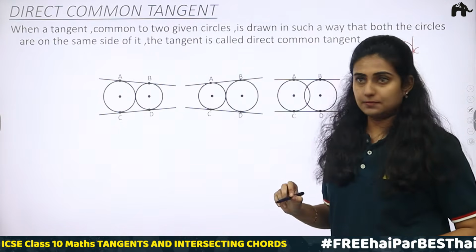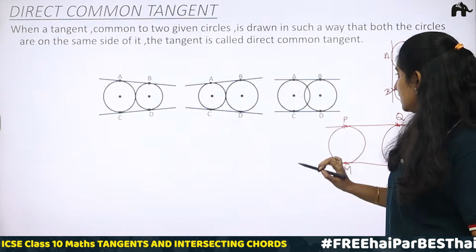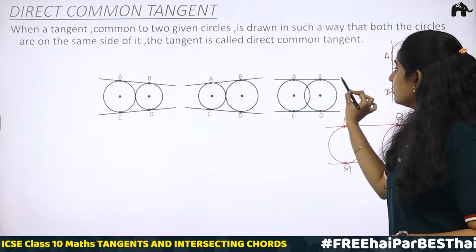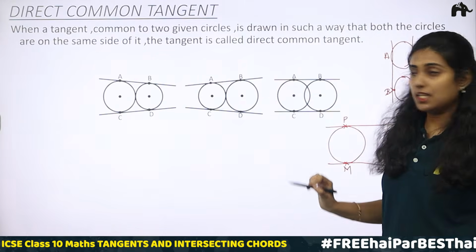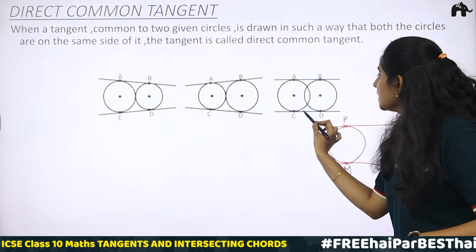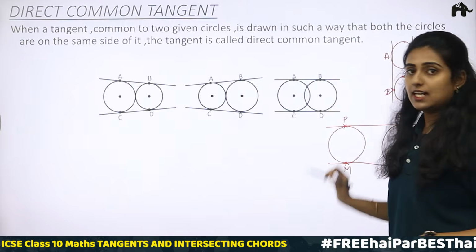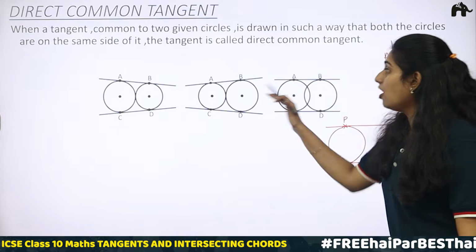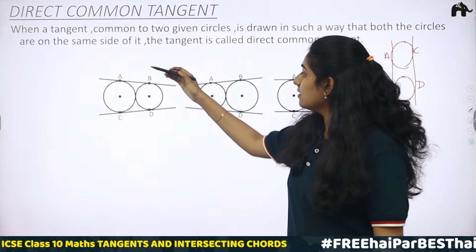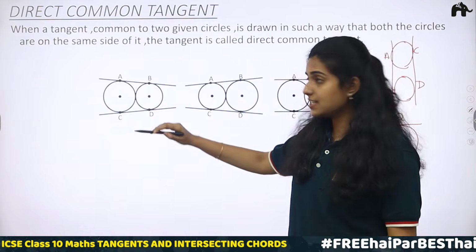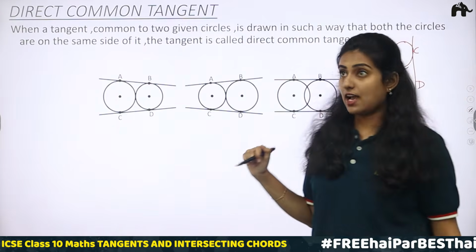Now, in this case, we have two intersecting circles. We have the first tangent touching the first circle at A and the second at B. The second tangent touches the first circle at C and the second circle at D. In all these cases, we can see that for the first tangent, we have both the circles on one side. For the second tangent also, we have both the circles on the other side.